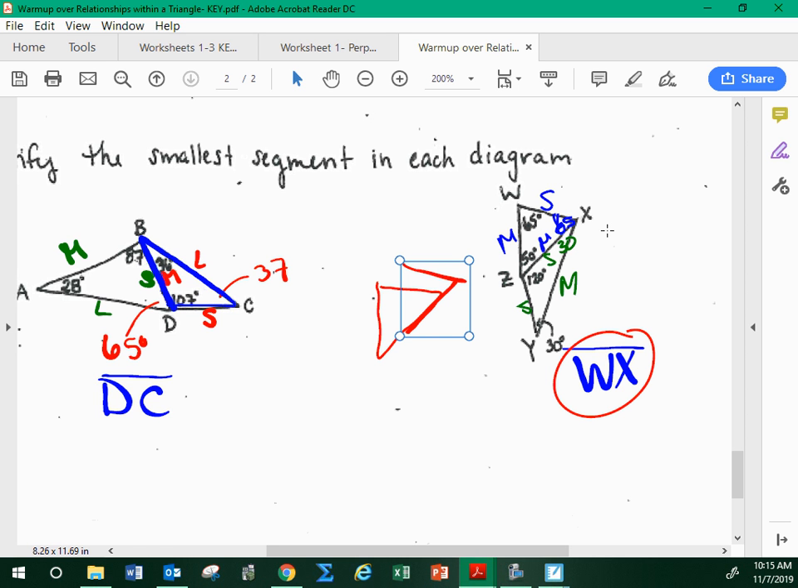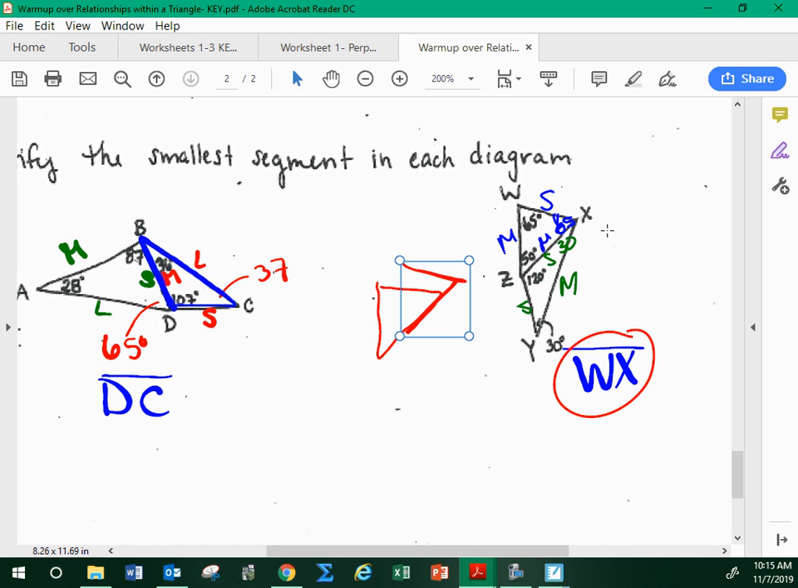What type of triangle is that when 2 of the sides are the same? Isosceles. What's a scalene? No sides are the same for a scalene. And then what's our last one? Equilateral, all sides are the same.